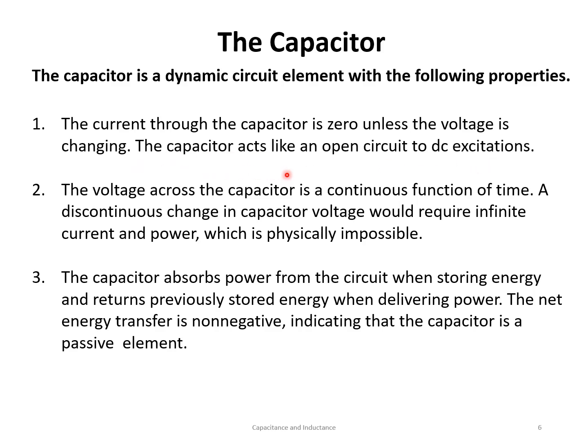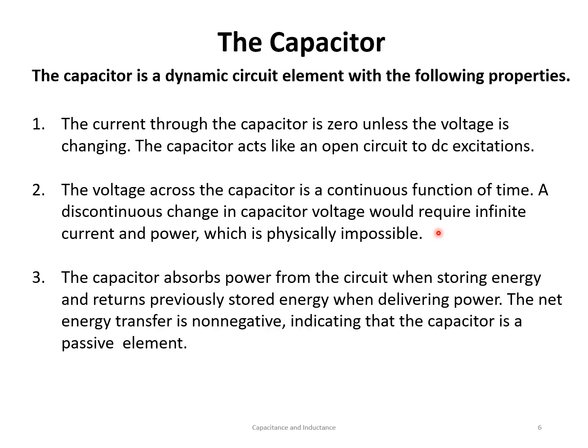The voltage across the capacitor is a continuous function of time. As you have seen in the previous slide, the voltage across the capacitor is 1 by C integral of I dt. Therefore, the voltage across the capacitor is a continuous function of time. A discontinuous change in capacitor voltage would require infinite current and power, which is physically impossible.